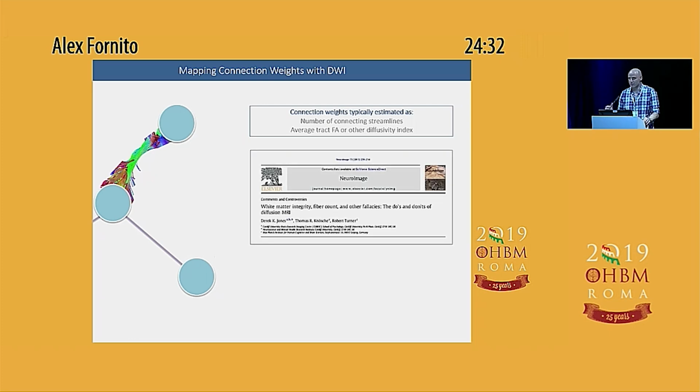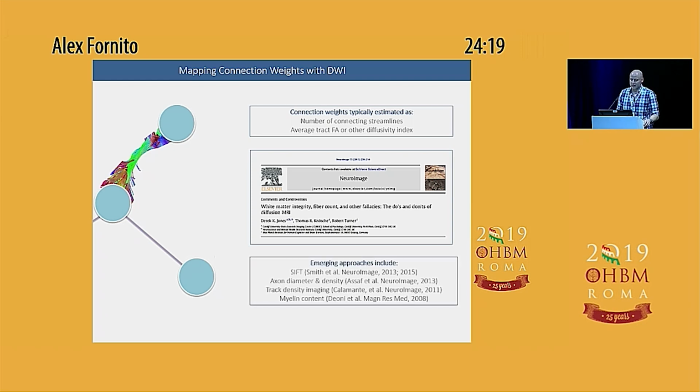I won't go into the details, but for anyone who's interested in this work, I highly recommend this paper by Derek Jones and colleagues, where they talk about all of these different issues and limits on the interpretation of diffusion MRI measures of connectivity. There is a whole area of work devoted to trying to develop more sophisticated models of the diffusion signal that then results in more physiologically interpretable measures of structural connectivity. Rob Smith will talk a little bit about some of that later today. So again, anyone who's interested can check out some of these papers.